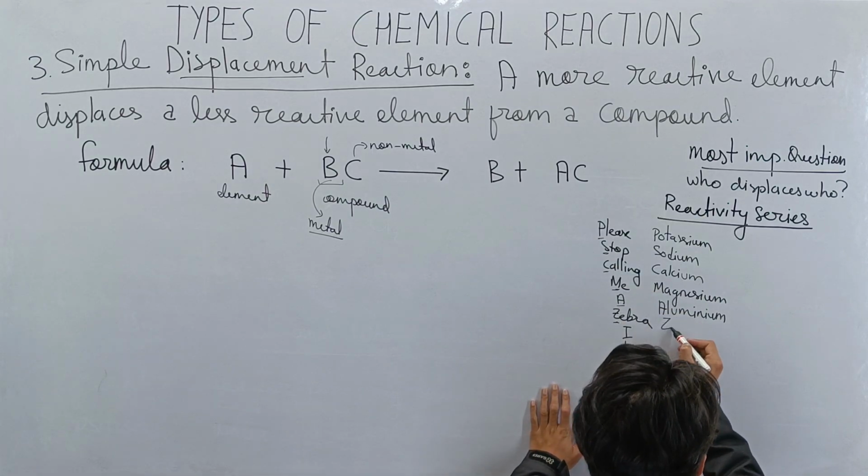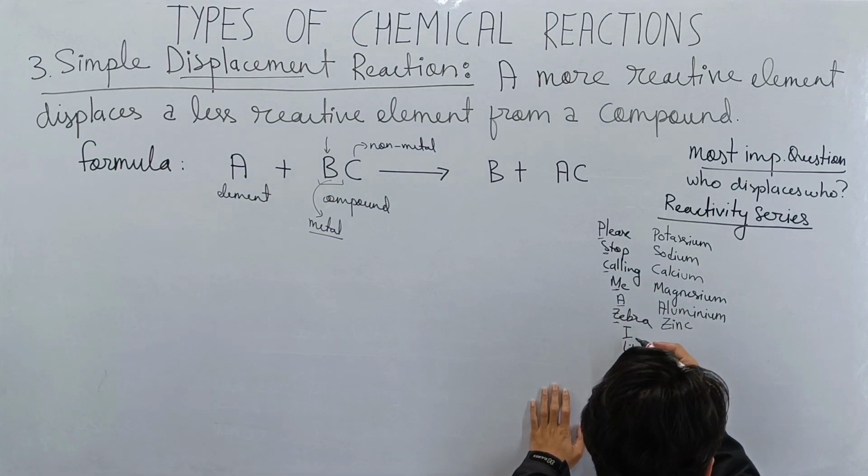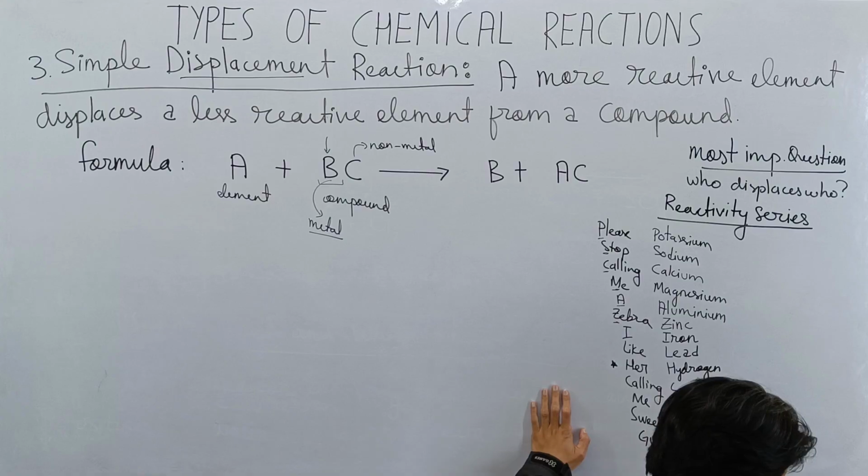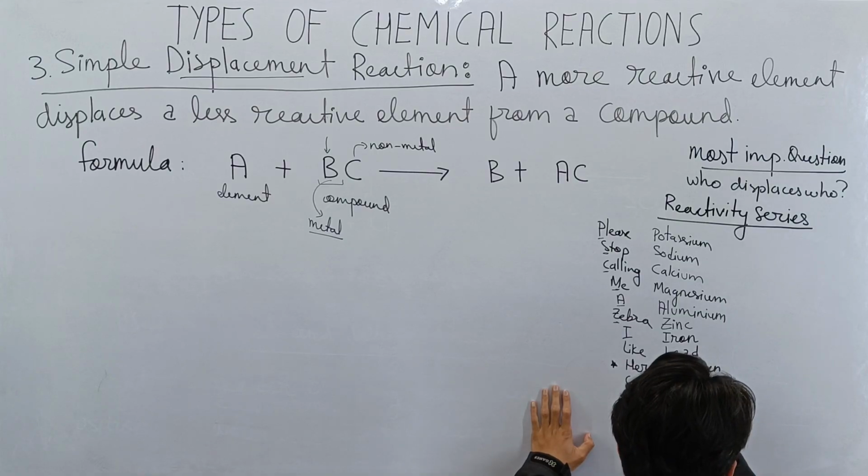Zebra is zinc. Let me just write down here. And this is iron. L for lead. Then H is hydrogen. This is the non-metal. Remember, we have one non-metal in the reactivity series, which is hydrogen. This is copper, I guess. This is copper. This is mercury. And then this is silver. And the last one is gold.